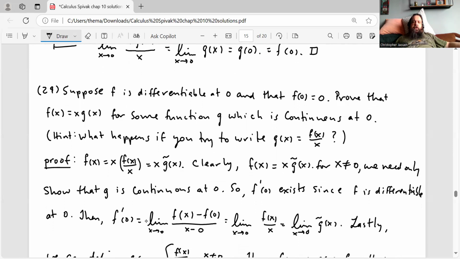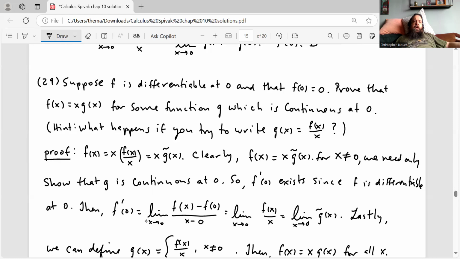Suppose f is differentiable at 0 and that f of 0 is 0. Prove that f of x equals x times g of x for some function g, which is continuous at 0. There's a hint here: what happens if you try to write g of x equal f of x over x? So I use the hint. f of x, oops, where would this go up?